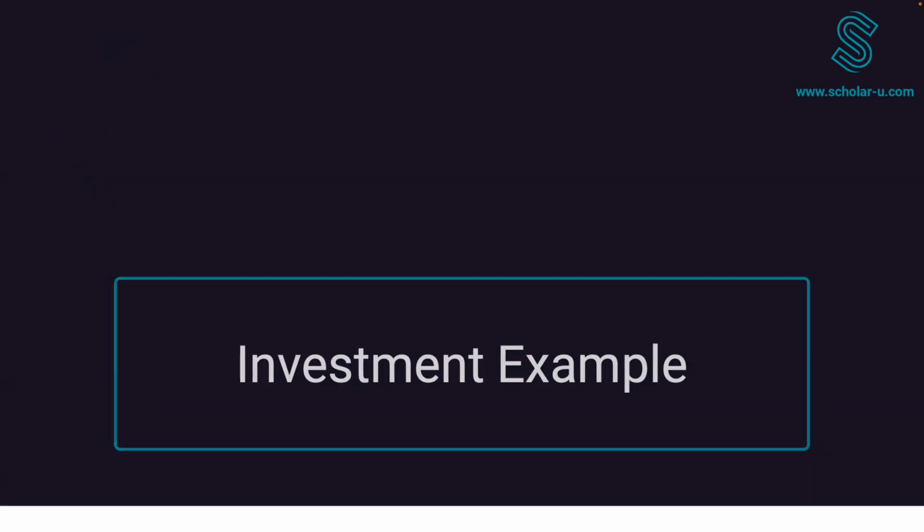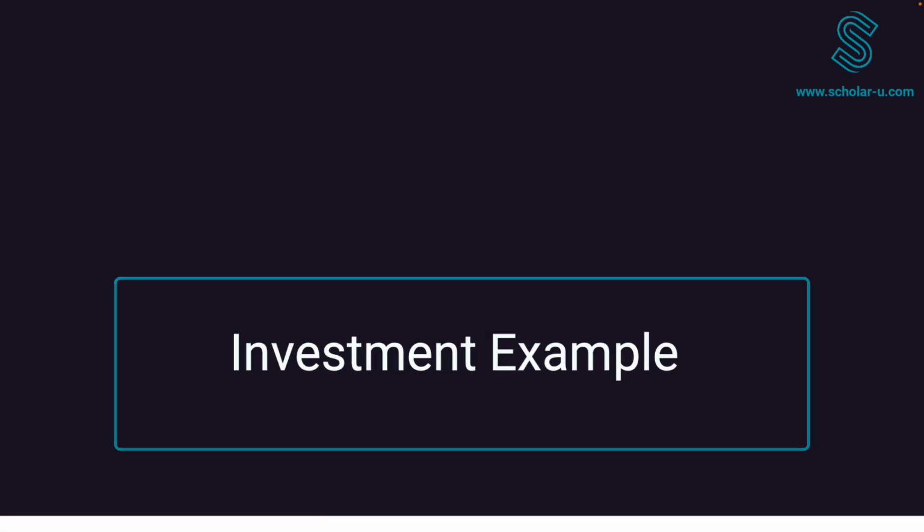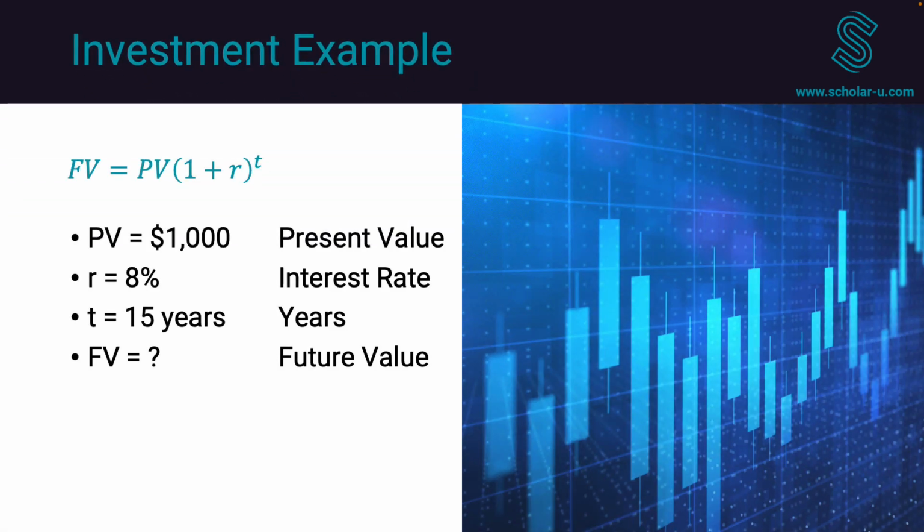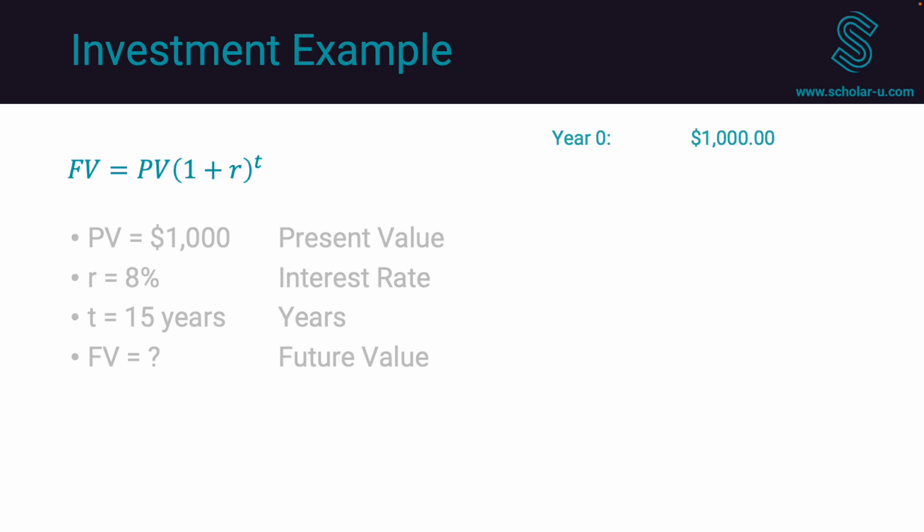Let's analyze an investment example. Suppose we want to invest $1,000, known as the present value, in an investment that offers 8% compound annual interest, and we want to know the value of the investment, known as the future value, for every year for a duration of exactly 15 years. We can refer to the equation at the top. To solve this, we could use a loop.